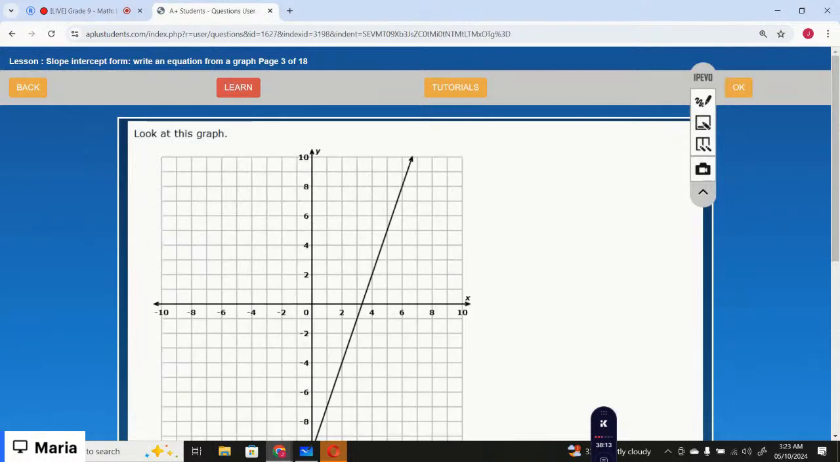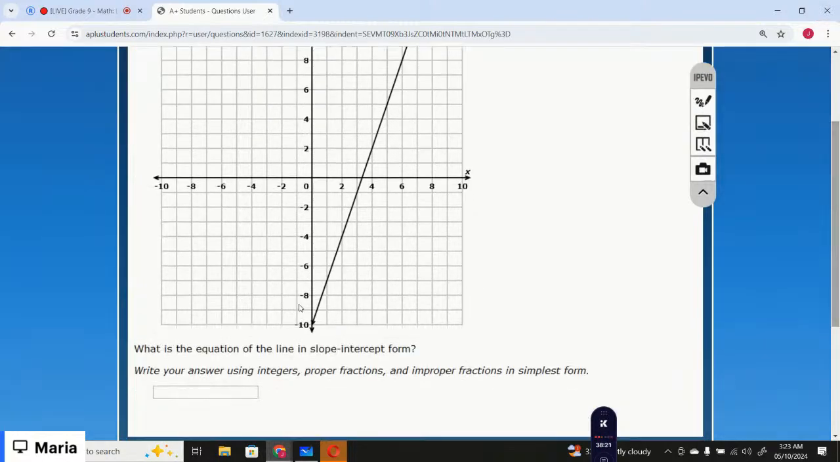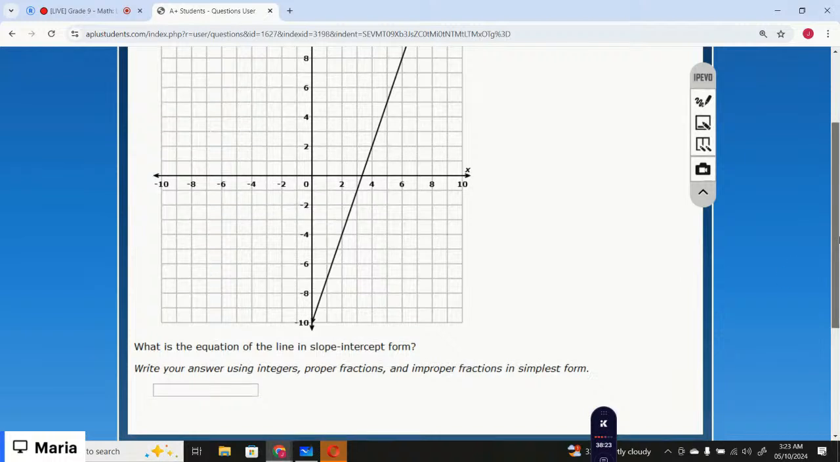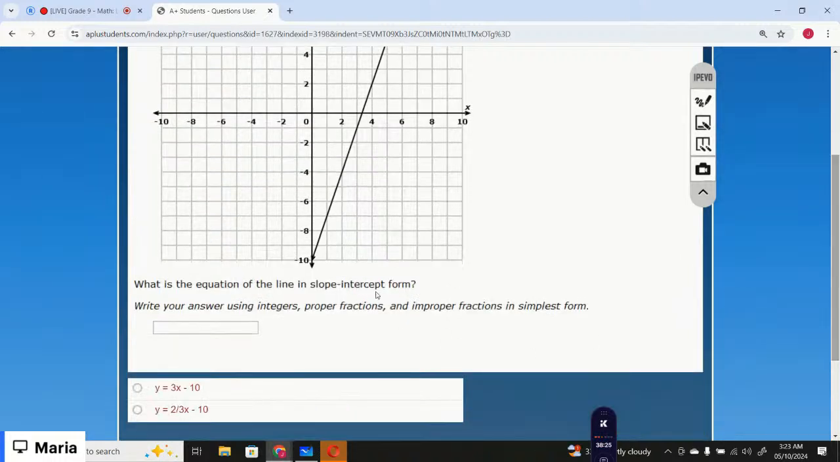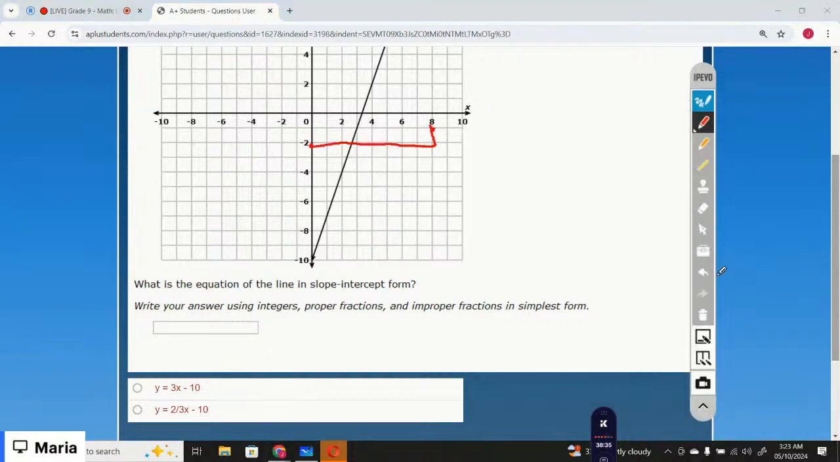Okay, the next one, look at the graph. So you need to find two things, the slope and the y-intercept. So the y-intercept is negative 10, right? And the slope is change in y divided by change in x. So you can select any 2 points to find the slope.